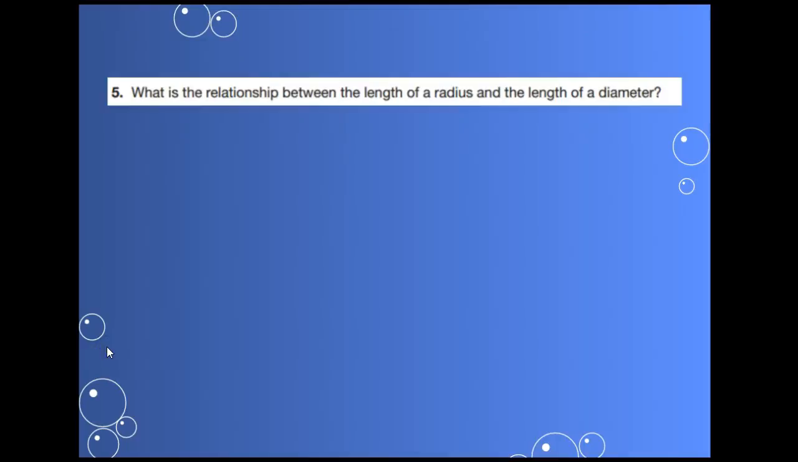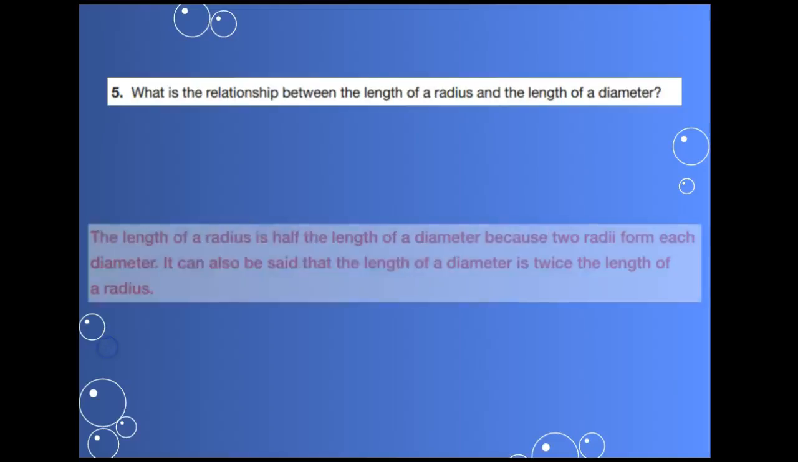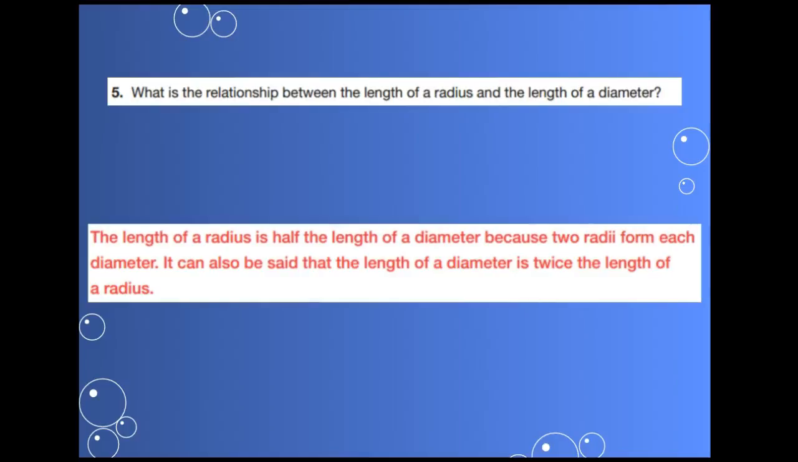Number 5. What is the relationship between the length of a radius and the length of a diameter? The length of a radius is half the length of a diameter because 2 radii form each diameter. It can also be said that the length of a diameter is twice the length of a radius. So it just depends on what you're looking at. The diameter is going to be twice the length of the radius. The radius is half the length of the diameter. Good job.